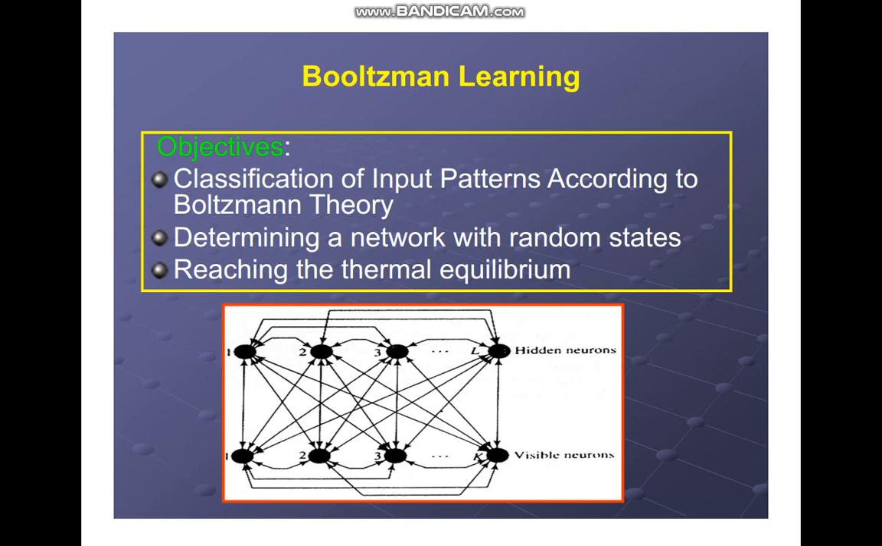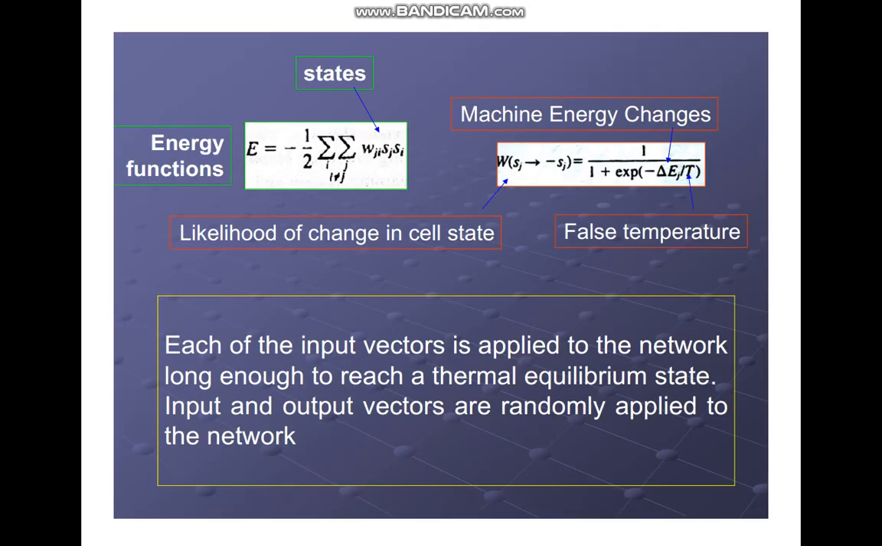Boltzmann learning is shown here for pattern classification. Boltzmann learning is used with a random state reaching thermal equilibrium. As you can see, a Boltzmann network consists of a layer of visible neurons and a layer of hidden neurons. And this is the process of learning with respect to this cost function as the energy, and with respect to the changes of states of the neurons.